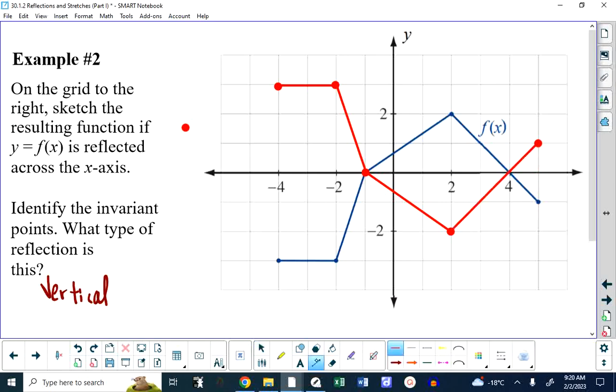Same deal that if we do a decent job of this, we should get that invariant point at x equals 4 because it's not above the line of reflection or below the line of reflection. So invariant points, we'll mark them with the same symbol. Will be here and here. And again, the more general idea is those invariant points lie on the line of reflection.